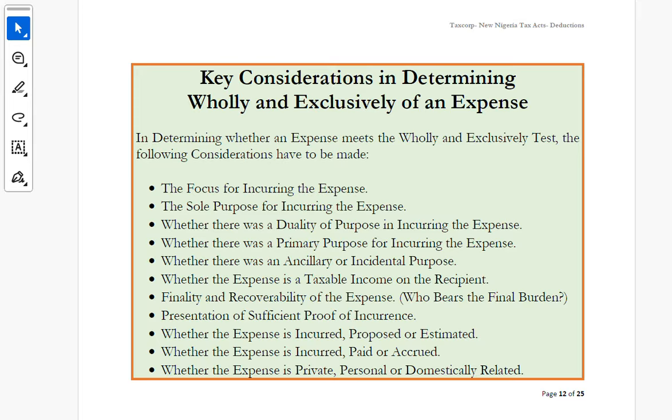Finality and recoverability of the expense, you lose it if it is recoverable. Presentation of sufficient proof of incurrence. Whether the expense is incurred, proposed, or estimated. If it's proposed or estimated, it cannot fly. Whether the expense is incurred, paid, or accrued. Whether the expense is private, personal, or domestically related, you will lose it.